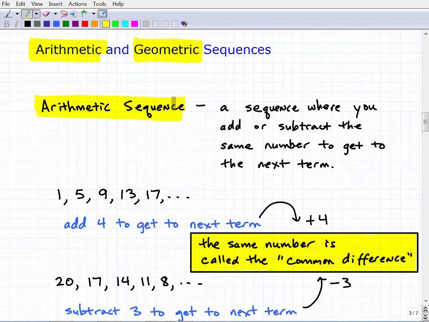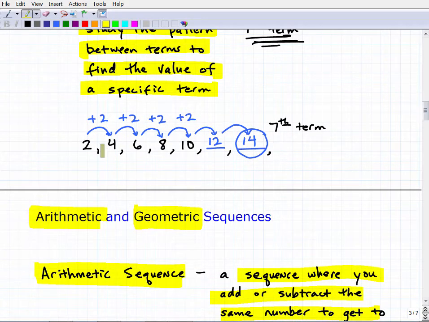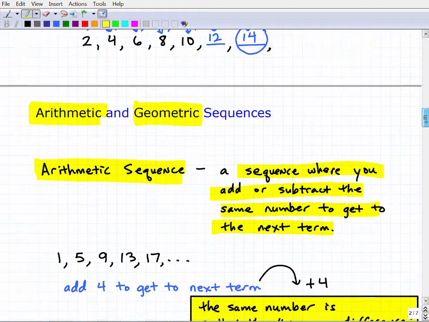What is that? Well, basically it's a sequence where you add or subtract the same number to get to the next term. This right here is an arithmetic sequence because to get to the next term, we just add 2. To get from 4 to 6, we added 2. To get from 6 to 8, we added 2. So anytime you're adding or subtracting the same number, it's called an arithmetic sequence.